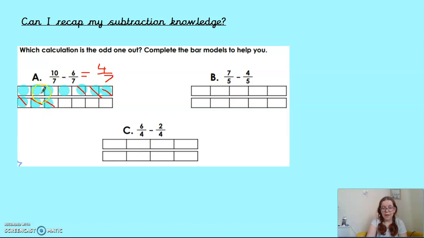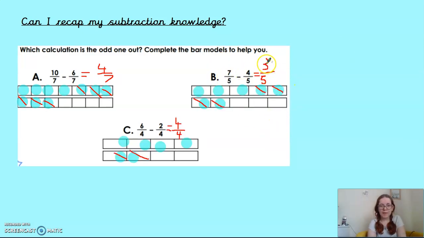Then I'm going to leave A for now. I'm going to do B and C, and then I'm going to see if I can work out from the answers that I get which calculation is the odd one out. But I'm going to leave you to work out B and C. So pause me here and unpause me when you're ready to see the answers, okay? Unpause me in 3, 2, 1.